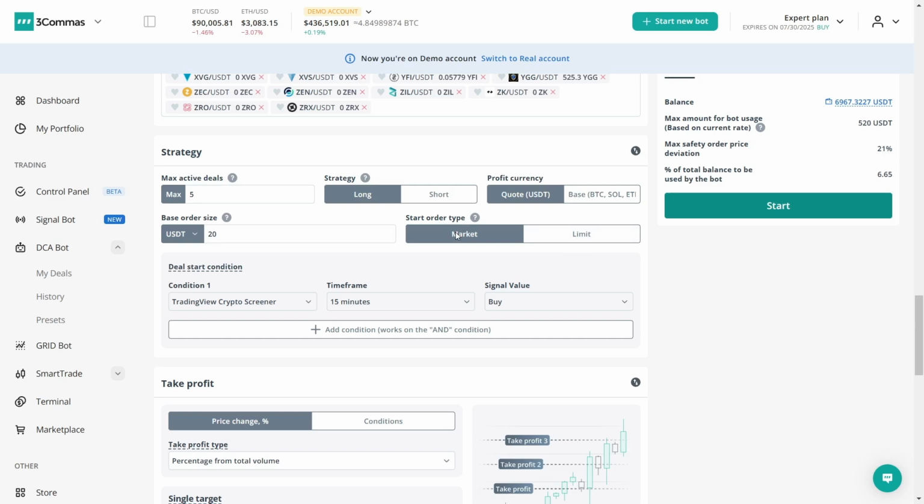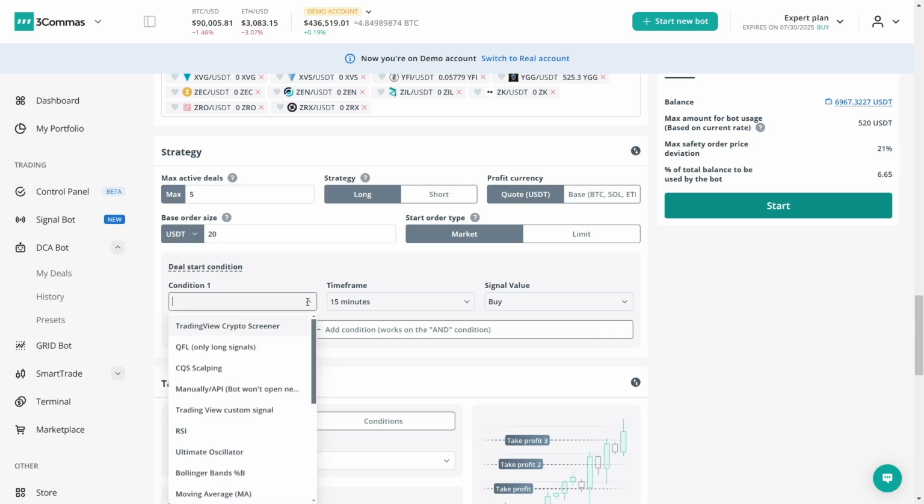Now, the good thing, deal start condition, okay? This is the place where I will choose the signal I'm going to use to start my trade, okay? You have the CQS Scaling, which is a very famous signal service on 3Commas.